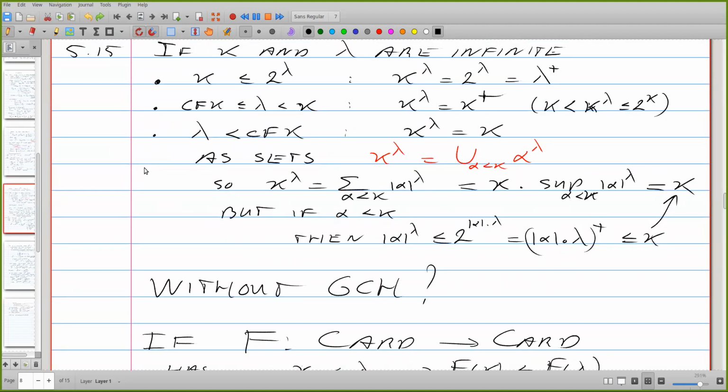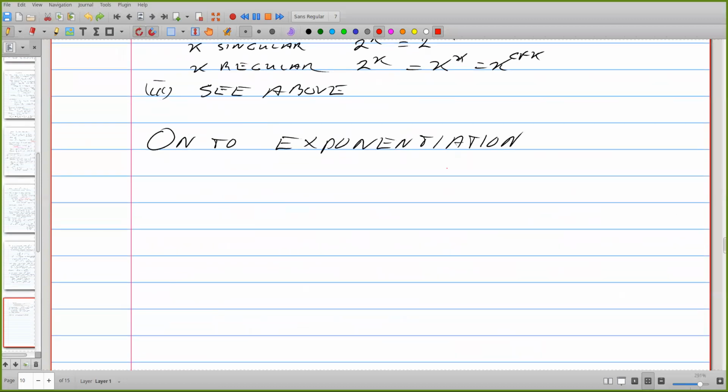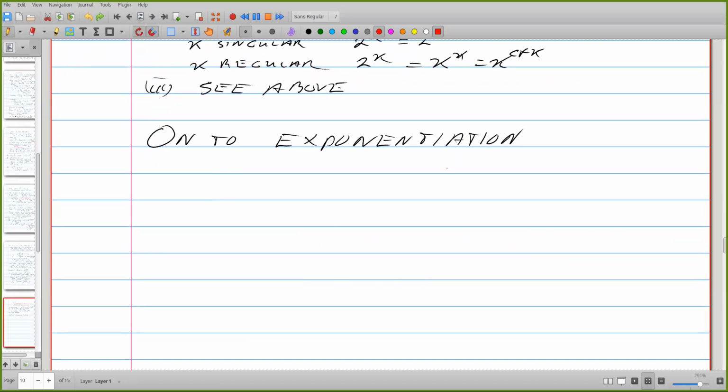As sets, kappa to the lambda, when lambda was less than the cofinality of kappa, then we got this equality of those sets here. And of course, we get the same thing if in particular kappa is regular, then this happens for all the lambdas less than kappa. And that is the thing that I wanted to emphasize. So here we go.